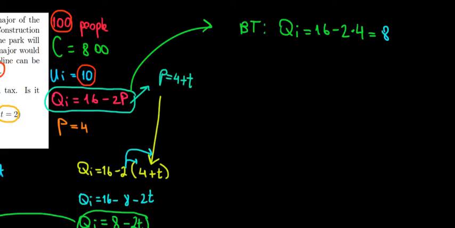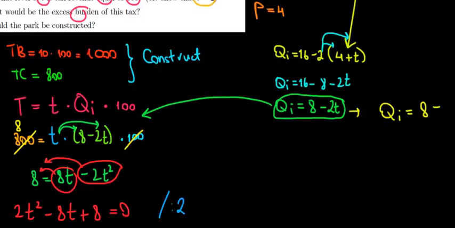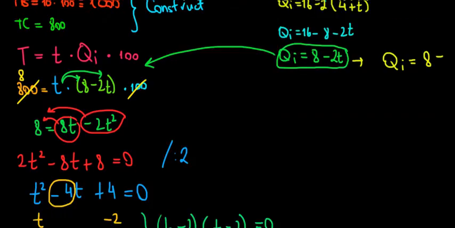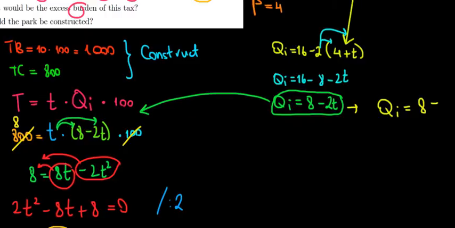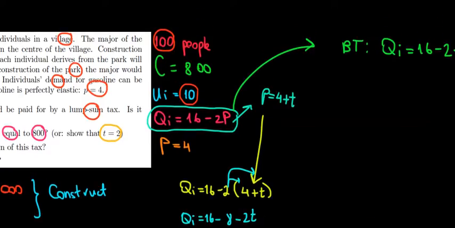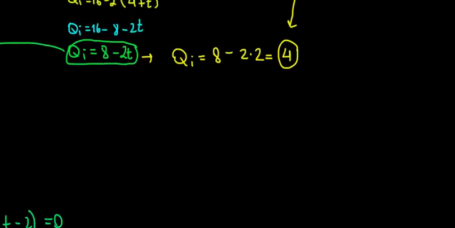Now, let's do it after tax as well. We saw after tax that the quantity function is over here. This is 8 minus 2t. So the quantity after tax would be 8 minus 2 times the tax. And we calculated in the previous video that the tax would be equal to 2 euros per unit. So 8 minus 2 times 2, that's 8 minus 4, that's equal to 4 units. So we change our consumption from 8 units to 4 units. Now, with this in mind, we can calculate our excess burden.